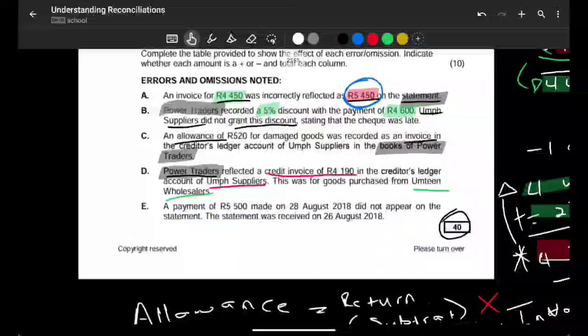First let me highlight all the relevant stuff. A payment of 5,500 on 28 August did not appear on the statement. Where did it not appear? On the statement. So now we know whose mistake it was. Them. Well, it's not a mistake, it's an omission, but it's on their side, so we're going to fix it on their side.